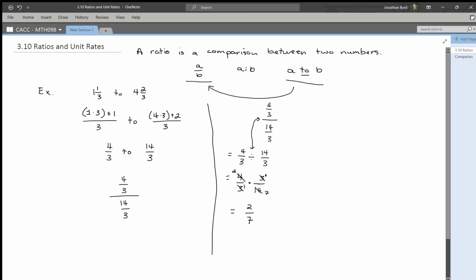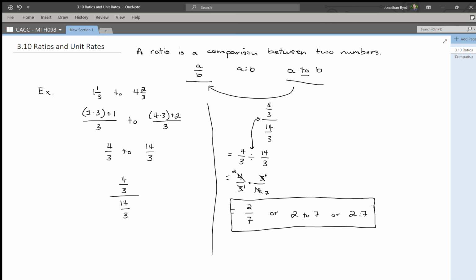So this whole thing of 1 and 1/3 to 4 and 2/3 is simplified down to saying 2/7 or 2 to 7. Or you could write it as 2:7. All of these are equivalent in form when we're talking about a ratio. And so if I'm given some sort of mixed number, then I do have a method by which I can convert that to a proper ratio.